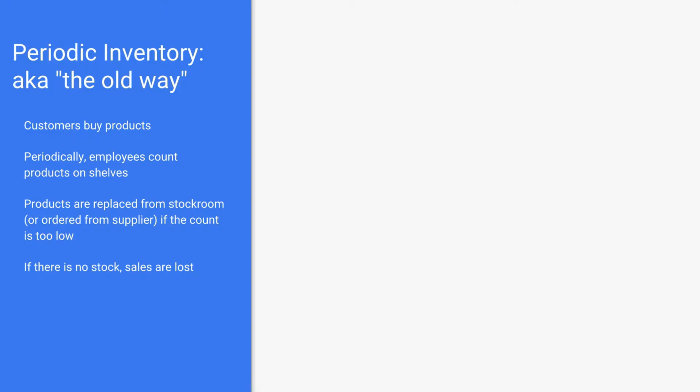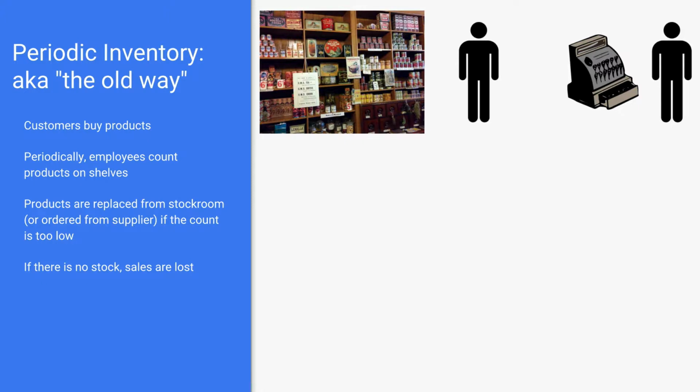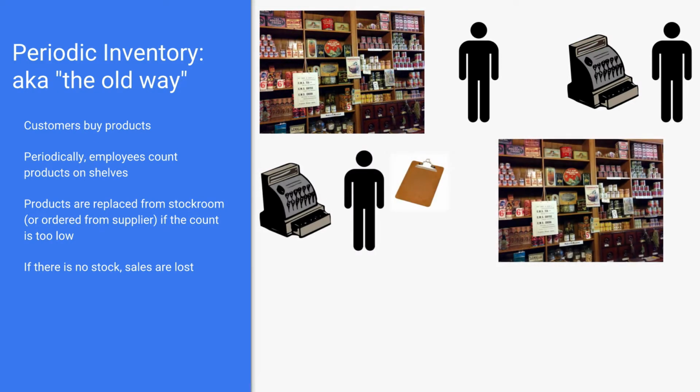So let's look at the old way of doing inventory. So this is periodic inventory. This is what you may think of inventory or taking inventory as being. So customers will periodically buy products from you. So the customer brings a product up to the cash register and you check them out. Periodically then, the employee or the owner of the store will go and count all of the products that they have and determine which ones they need to reorder.